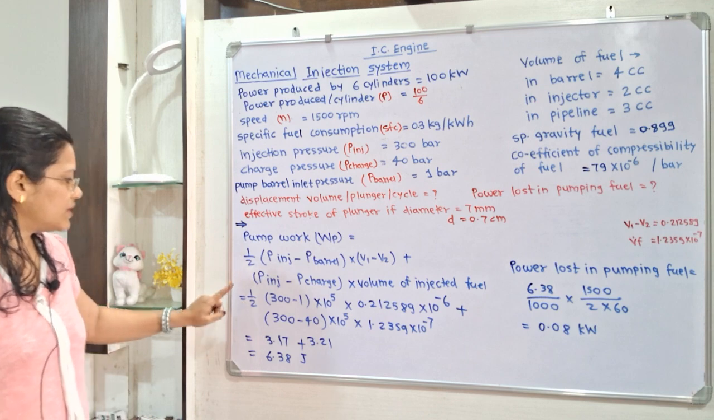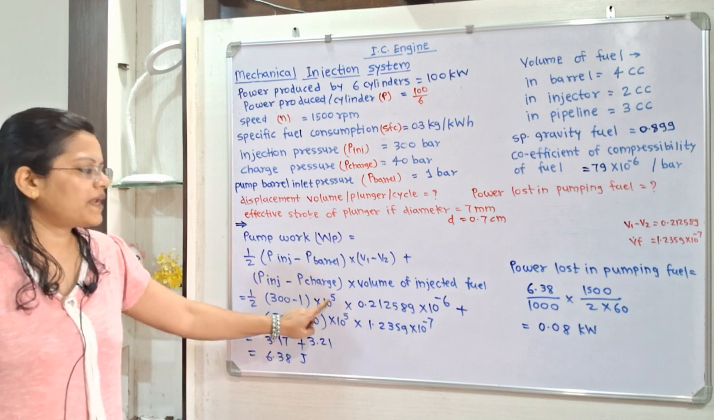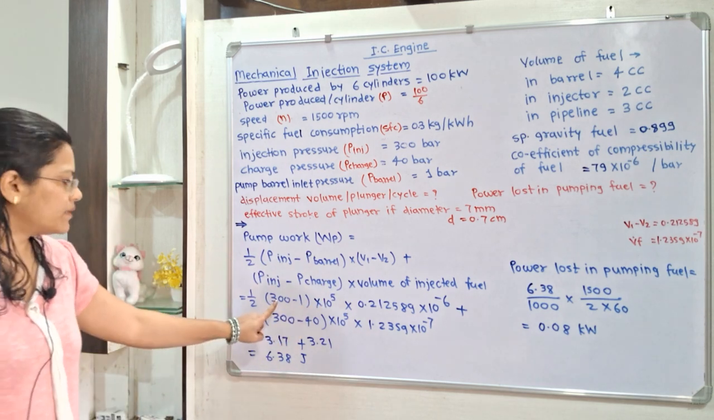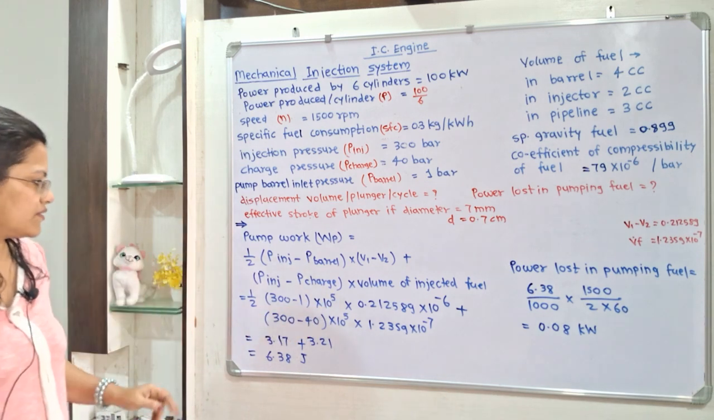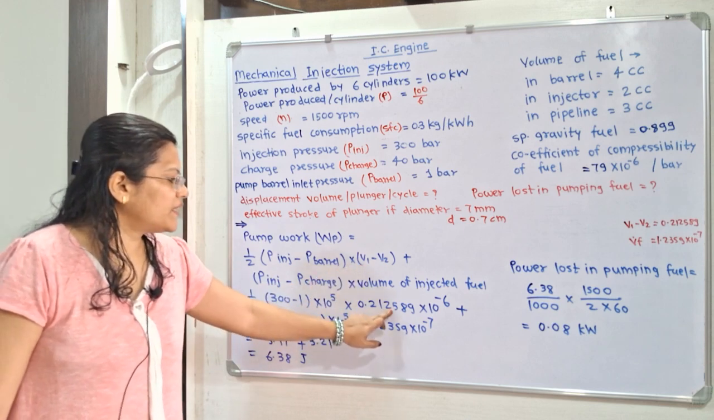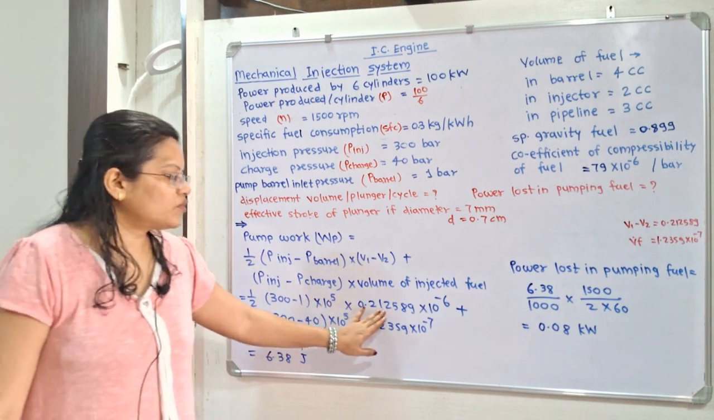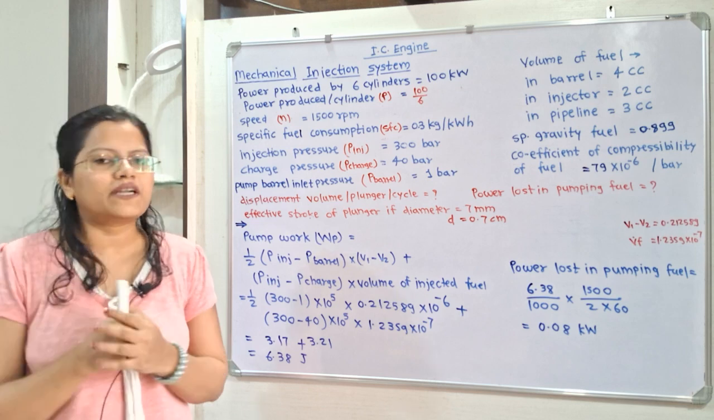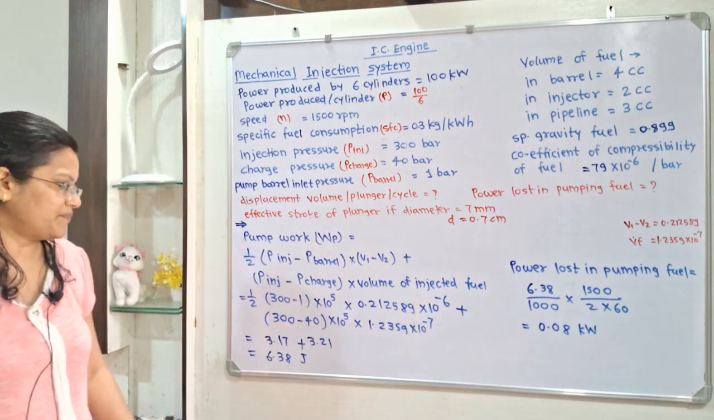Now we will put the values. So half into 300 minus 1 multiplied by 10 raised to 5, because we have to convert this bar into Newton per meter square. Then V1 minus V2. So V1 minus V2 is in centimeter cube, that is given, so we have to convert it into meter cube. So we will multiply with 10 raised to minus 6.